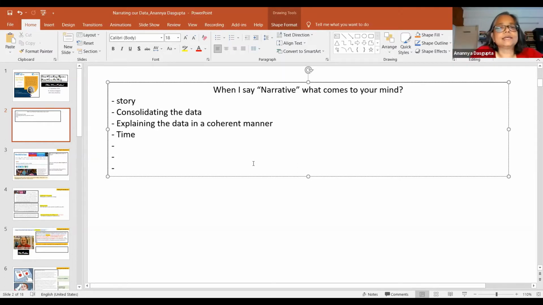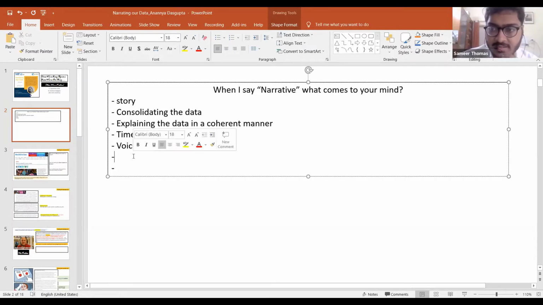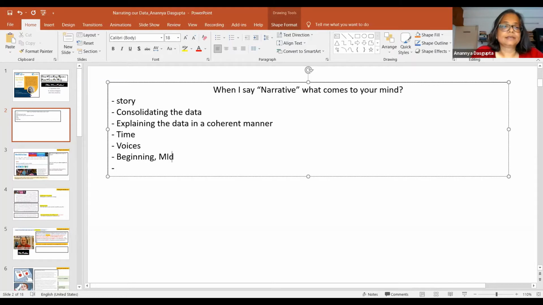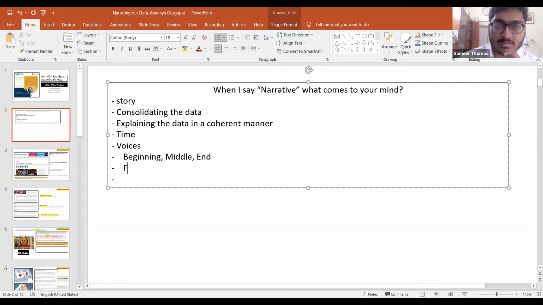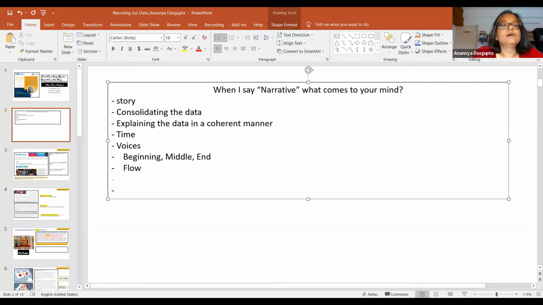So what else? When I say narrative, don't worry too much about it. What else comes to your mind? Voices. Excellent. You can think outside work as well. Where does narrative come to you from? Does it come to you only because you are researchers at LEAD, or is that the origin of narratives? We have beginning, middle, end. Excellent. Aristotle would be so proud. Flow, narrative flow. Excellent. What else? Emotion. Very nice.